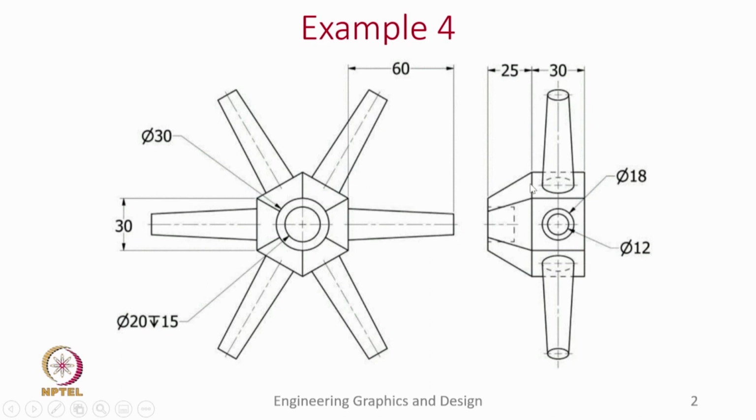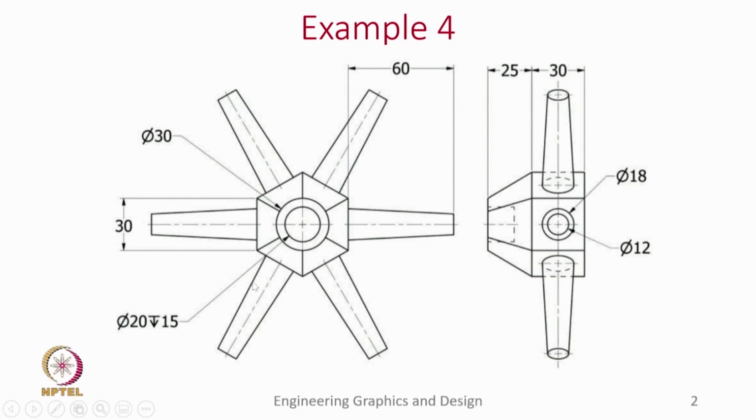because the base of this solid is a hexagon, but at the top it is a circle. The circle dimensions are given as diameter of 30. On the top face of it, again there is a cavity, a circular cavity. The diameter is 20 and the depth is 15.